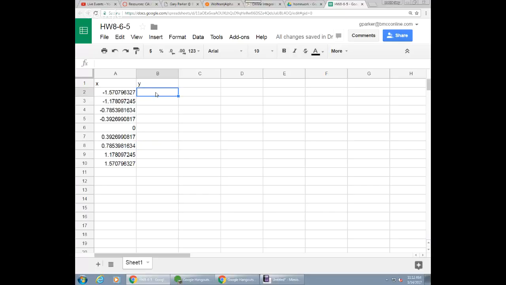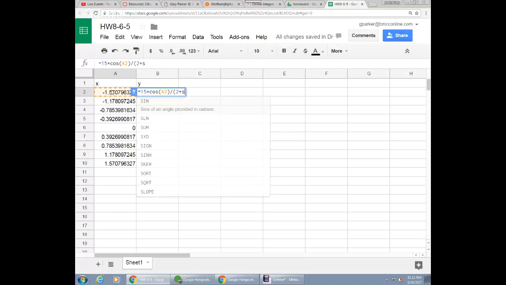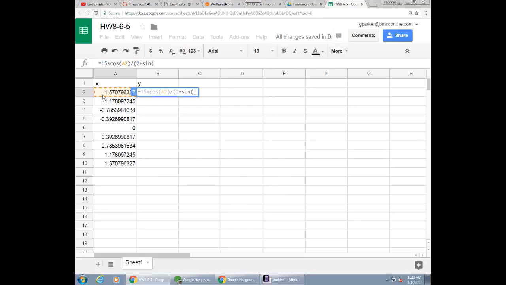Then to get the y values, I just type in my function. So equals 15 times the cosine. And notice it says it's got to be in radians. It doesn't do degrees by default like most calculating machines. And my x value is just that one right there. And then divide by parentheses 2 plus the sine of t. Close the sine, close the denominator, and square the denominator, and fill down.